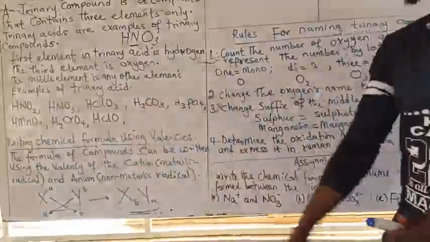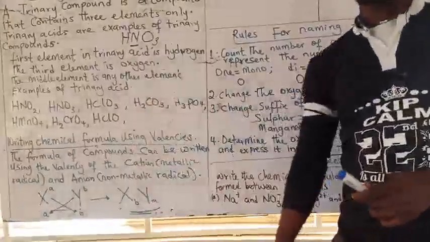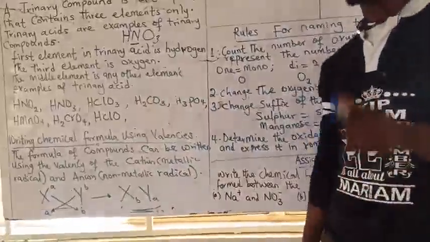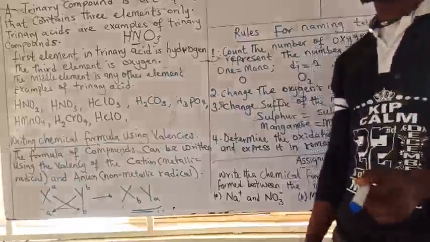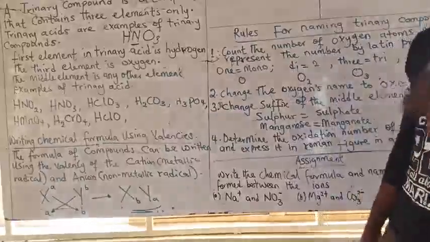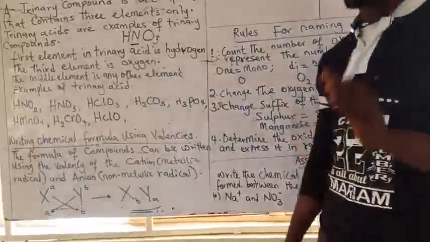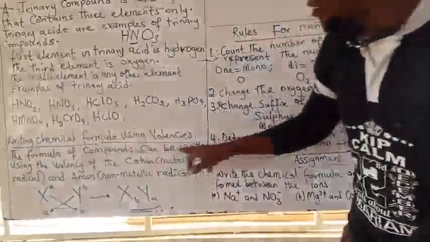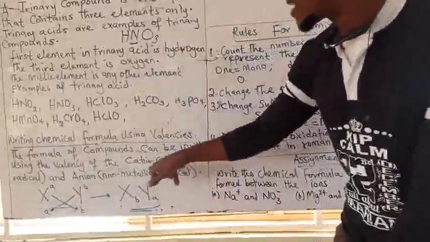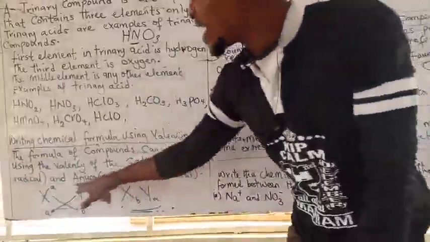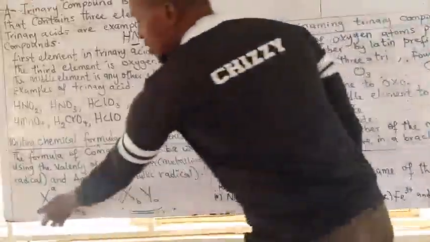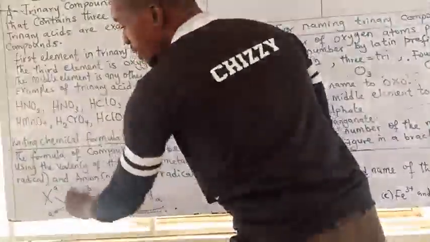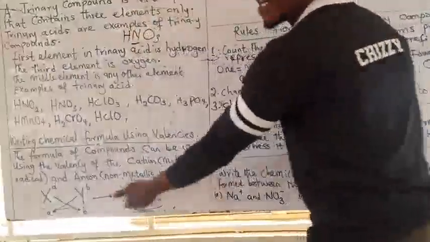So how do we write the chemical formula using the valencies? Like I said, the valency is the combining power of an element. For you to write the chemical formula of any compound, you must understand the valency and know the value of the valency of each of the elements that is combining. The formula of compounds can be written using the valency of the cation, the metallic ion, and the anion. So this is your cation, this is your anion, and these are their valencies. When we do the exchange of valencies, you have the chemical formula.